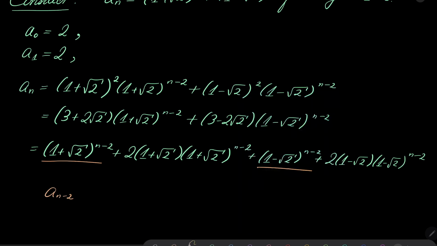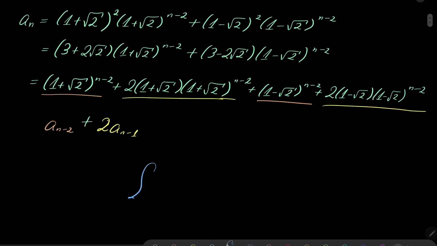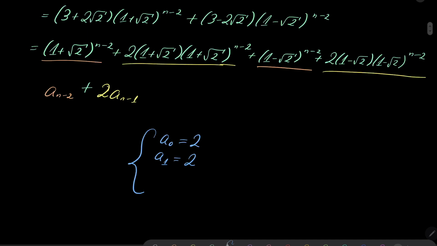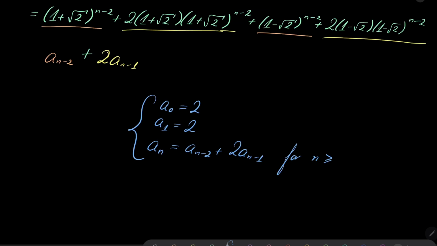And also, this is 2 times (1 plus square root of 2) to the power n minus 1. And here we have 2 times (1 minus square root of 2) to the power n minus 1. So it's actually 2 times a_(n-1). Which is good news because this completes our recursion. So we now know that a0 is 2, a1 is 2, and a_n is a_(n-2) plus 2a_(n-1) for n greater than or equal to 2.